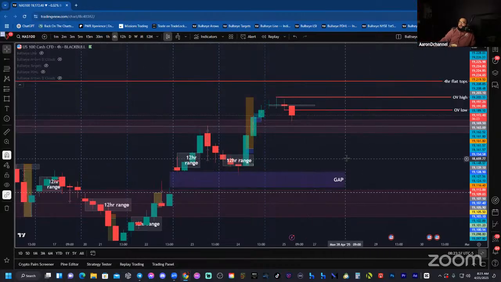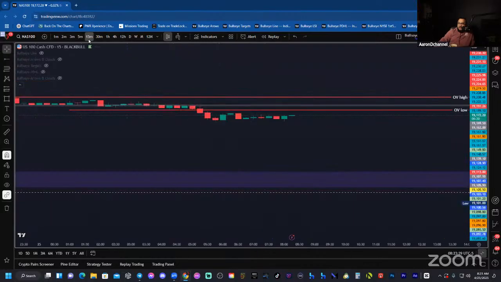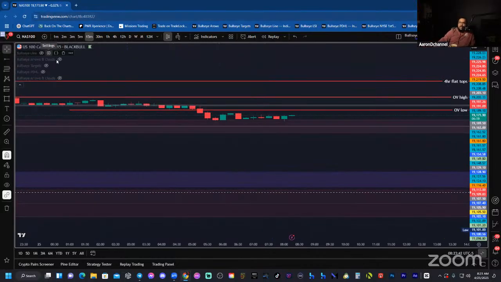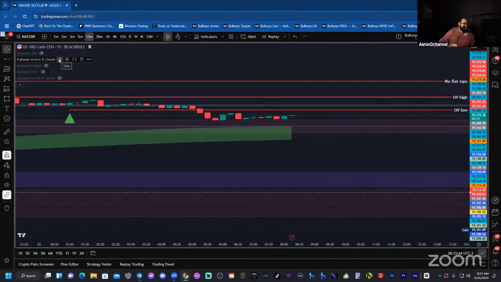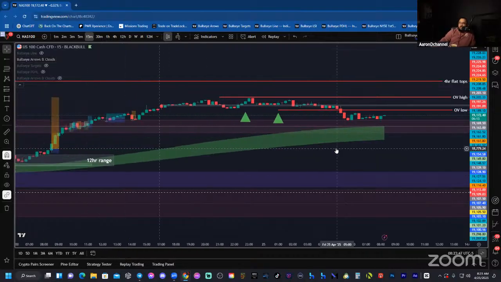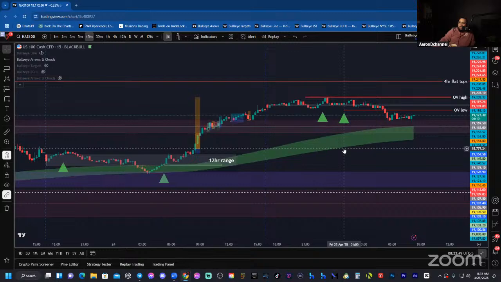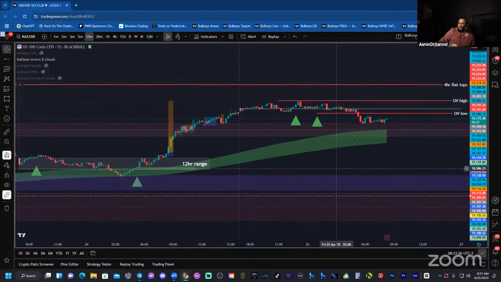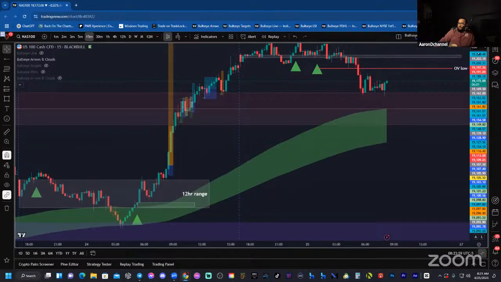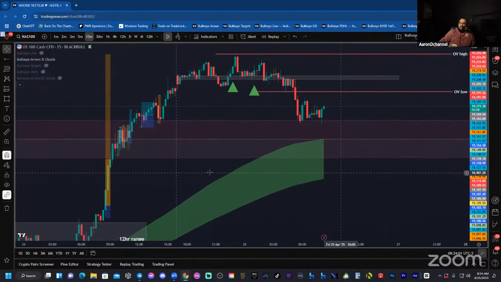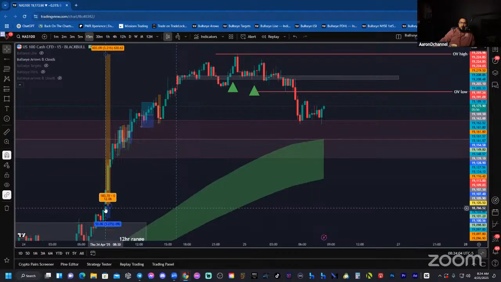What else? 15-minute. Give me my 15-minute cloud. Here's one of our custom tools. It's a cloud. It's basically a trend finder, bias for the day. What is our bias for the day? Buy. We're going to be bullish. Now, does that mean that price will just go up? No. Price is going to go up, going to go down, going to go up, going to go down. Yesterday was amazing. We took that 1-minute breakout, 600 points. I didn't hold it at all, but there it is.